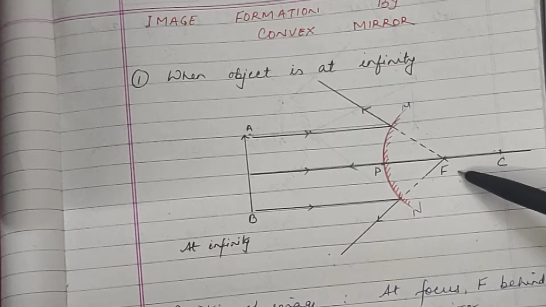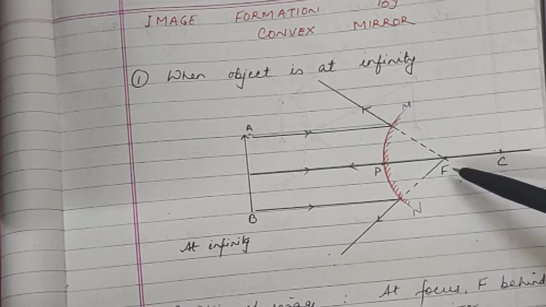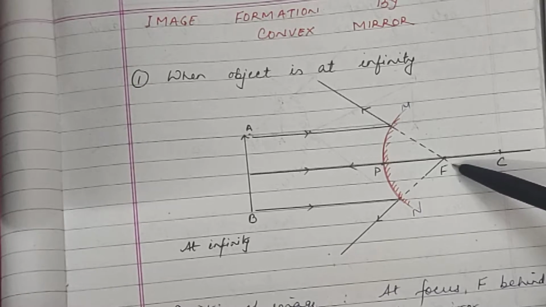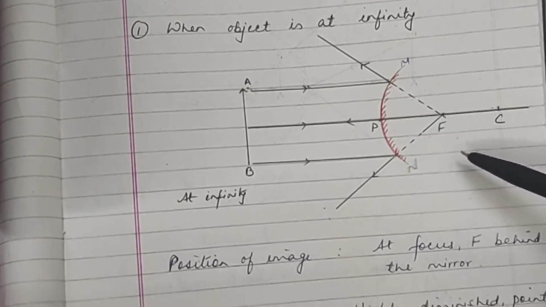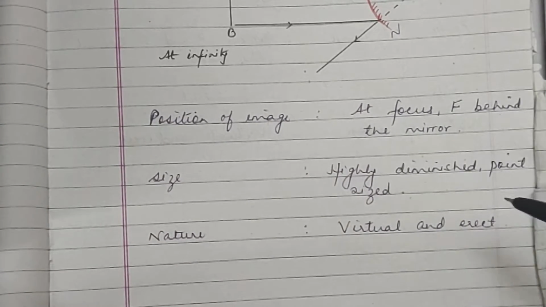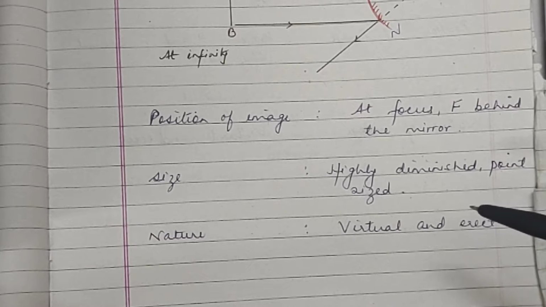What is the size of the image? The size of the image formed is highly diminished or point sized. And what is the nature? It is virtual and erect. Always remember, children, that a convex mirror always forms a virtual and erect image as well as a diminished size image.